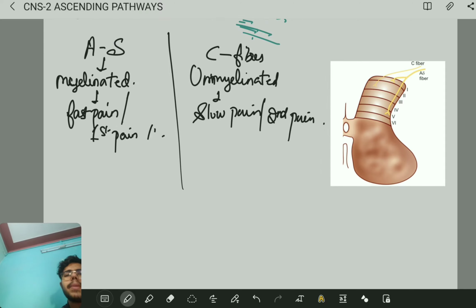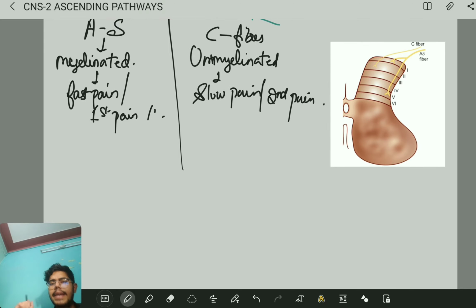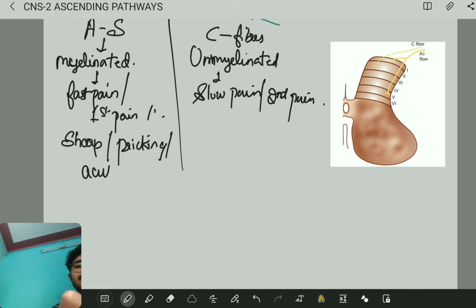Now how will the pain be in A delta? Can you please describe it? Yes, it will be very sharp, it will be pricking, and also there will be acute pain. That's it. It's very sharp, very pricking and acute pain.